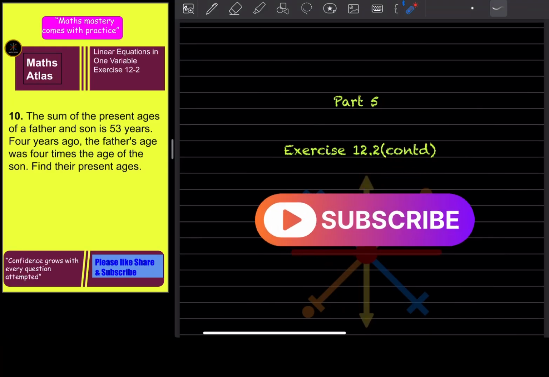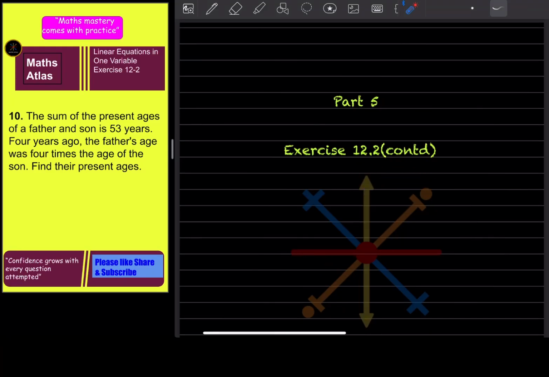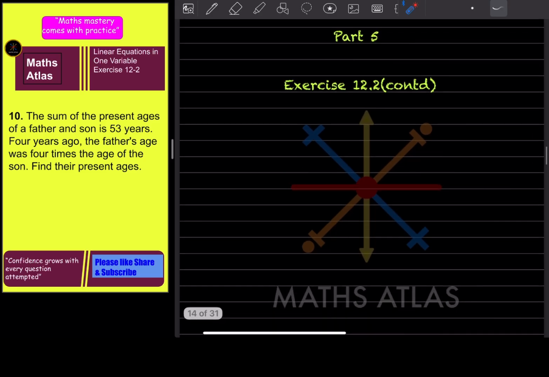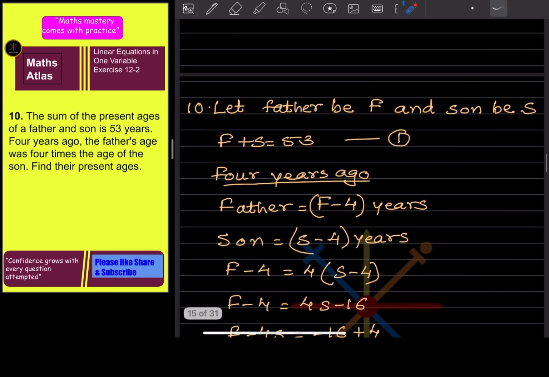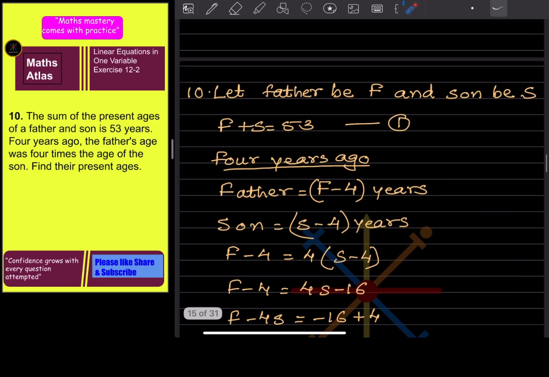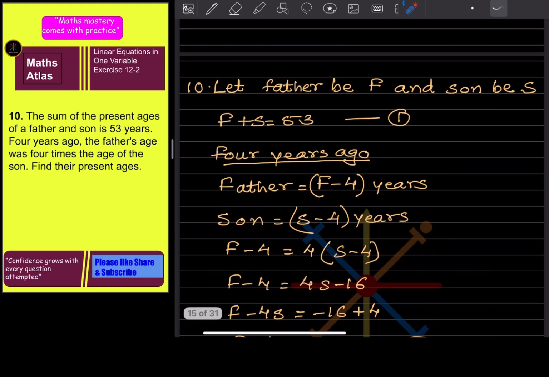So today let us start with part 5. We'll continue with the same exercise, that is 12.2. So we'll see question number 10. You can see the question on the left hand side. The sum of the present ages of a father and son is 53 years. 4 years ago, the father's age was 4 times the age of the son. And here you have to find the present ages.